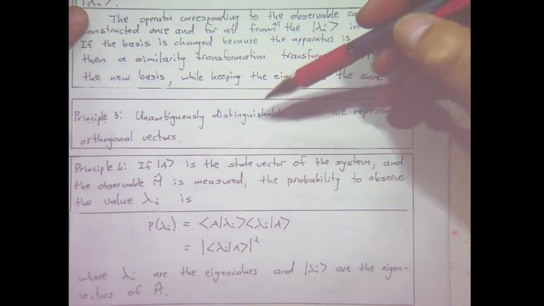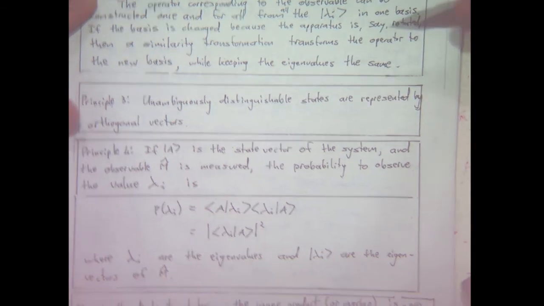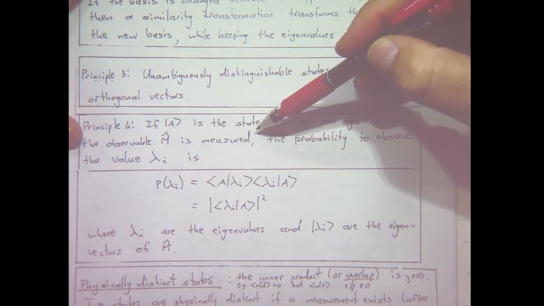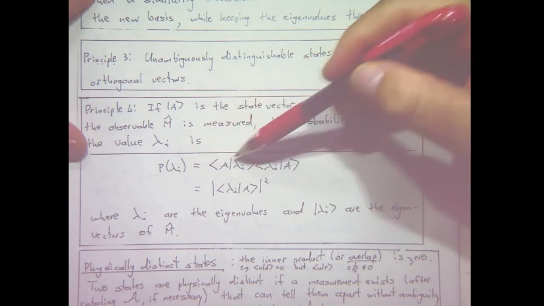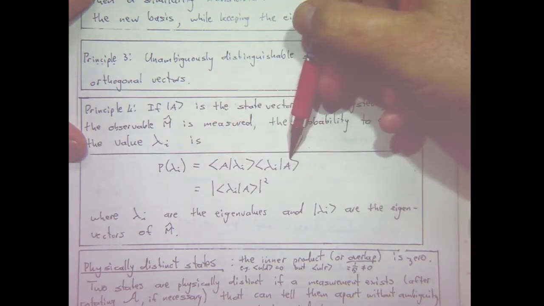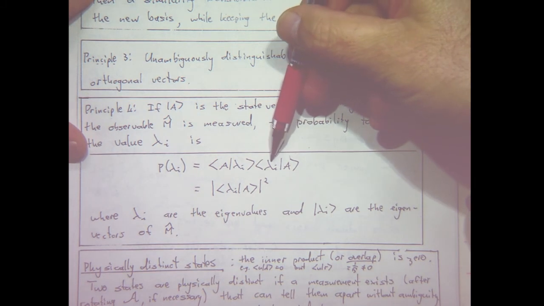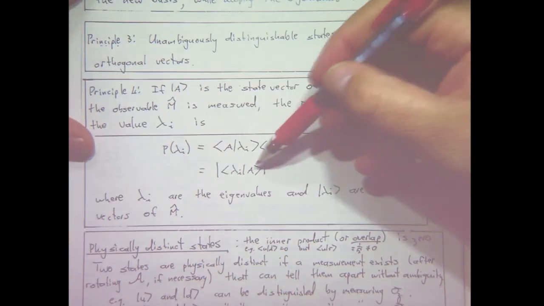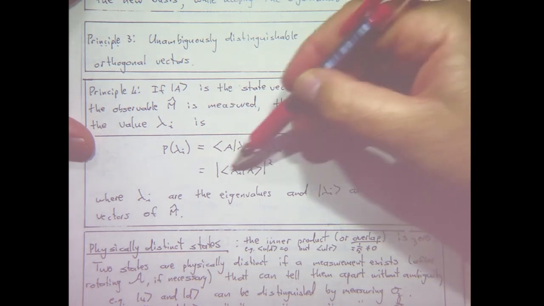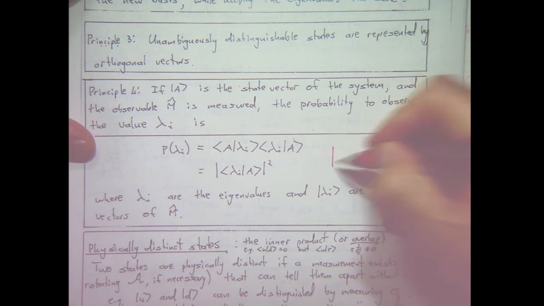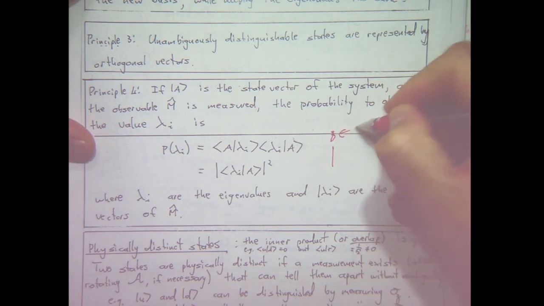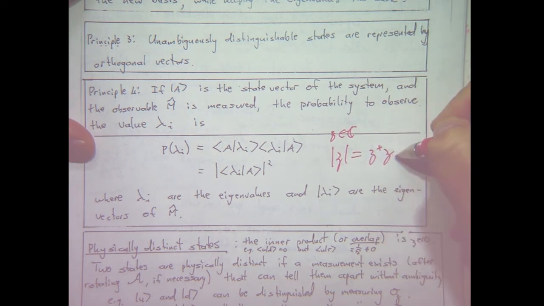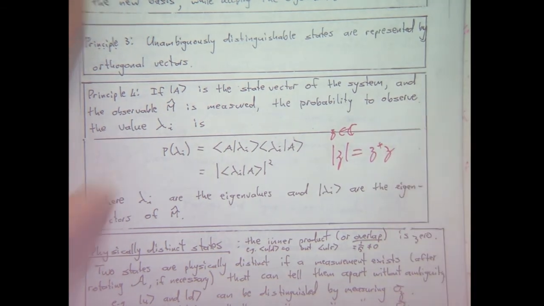Principle three: unambiguously distinguishable states are represented by orthogonal vectors. Principle four: if the ket A is the state vector of the system and the observable M is measured, the probability to observe the value lambda i is the ket A projected onto the eigenbasis lambda i times the complex conjugate of this inner product. That's reading from right to left. In complex notation, that's the modulus of this complex number squared. If z is a complex number, then the modulus squared of z is z star z, z conjugate z. That's just a simpler notation.